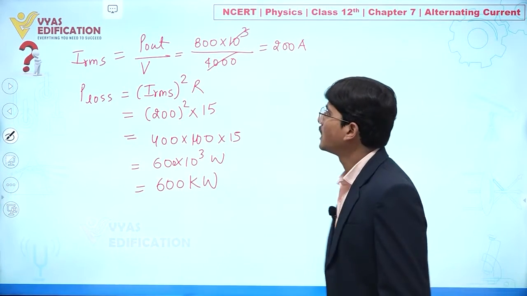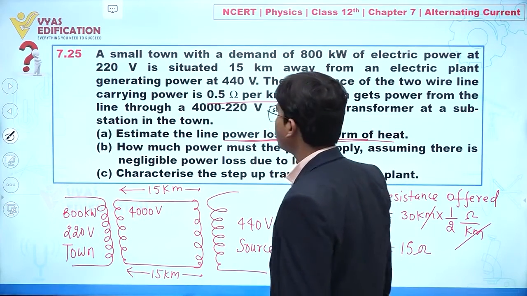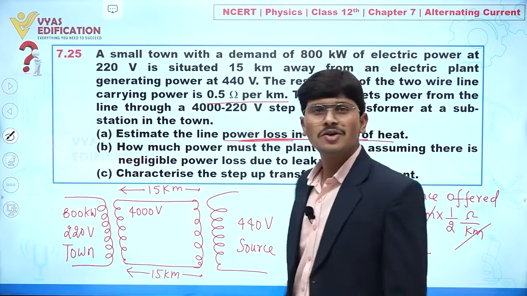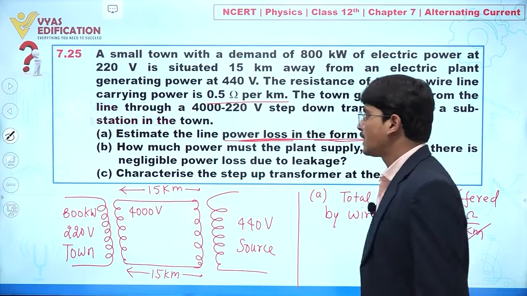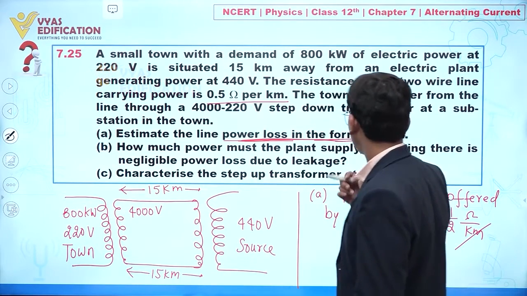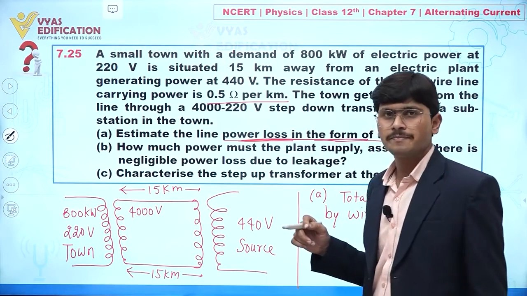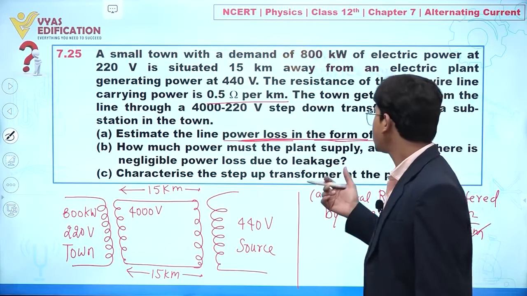Clear? So this is the answer of your part A. Total power loss in the form of heat we are getting is 600 kilowatt. Second, how much power must the plant supply, assuming there is negligible power loss due to leakage?